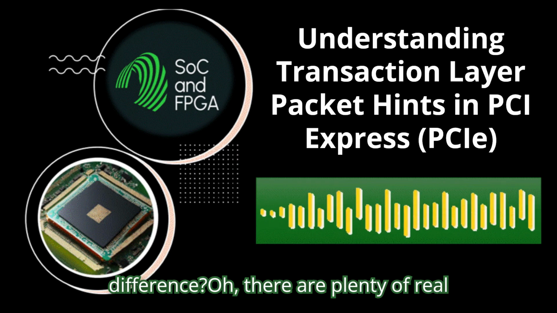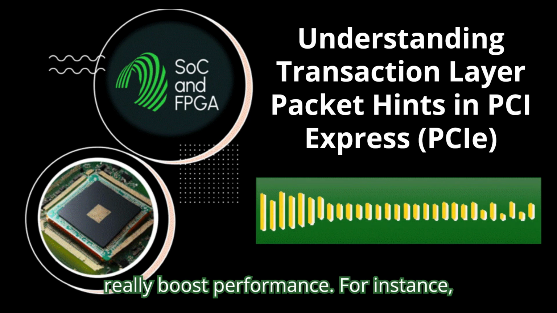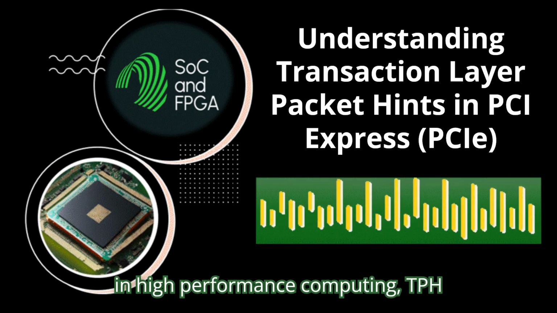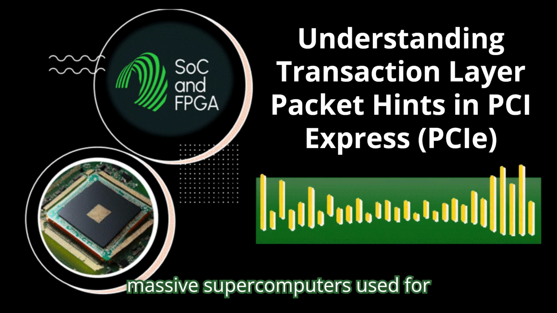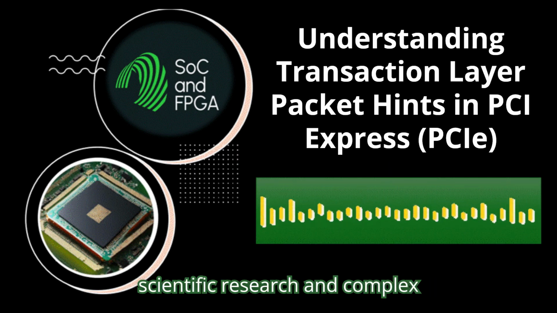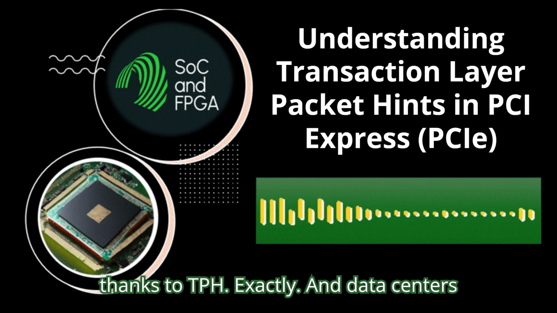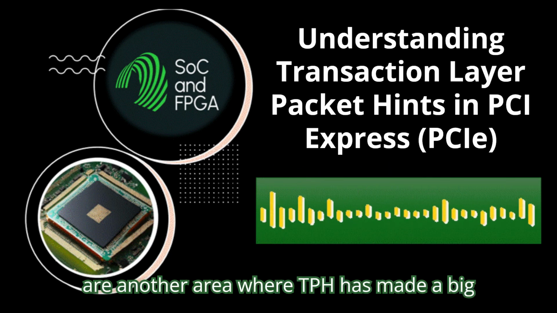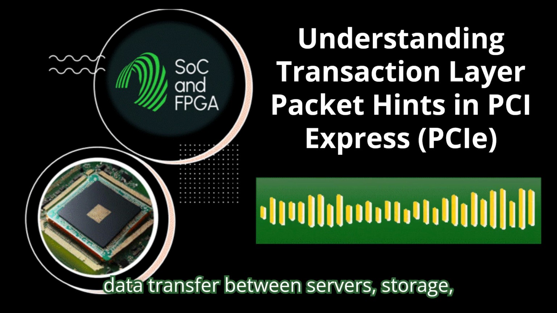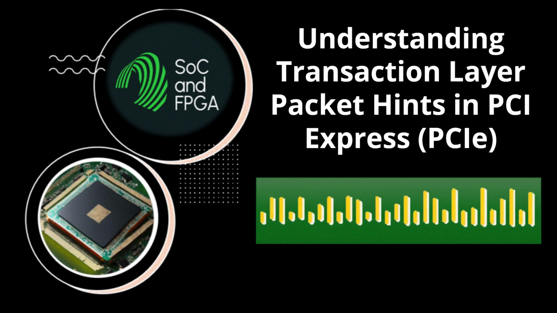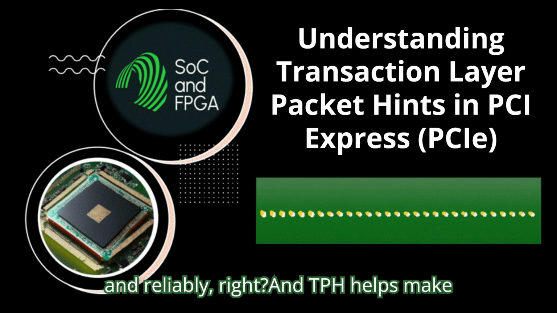Oh, there are plenty of real-world examples where TPH has shown it can really boost performance. For instance, in high-performance computing, TPH optimizes the way data moves between different nodes in a cluster. So those massive supercomputers used for scientific research and complex simulations are running even faster thanks to TPH. Exactly. And data centers are another area where TPH has made a big impact. Data centers need lightning-fast data transfer between servers, storage, and network interfaces. It's all about moving massive amounts of data quickly and reliably.